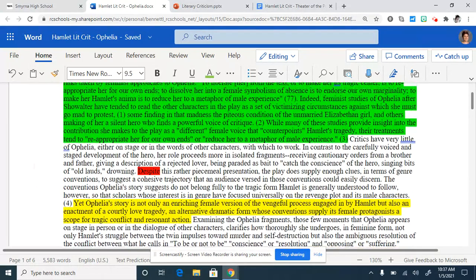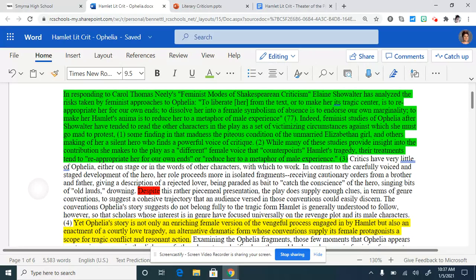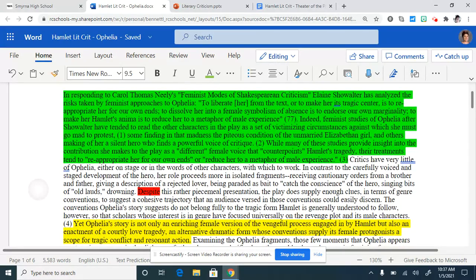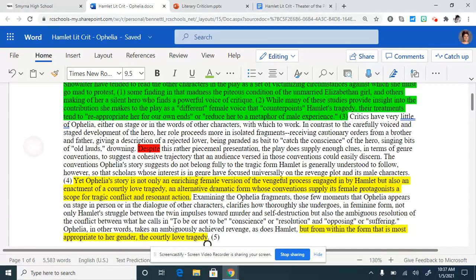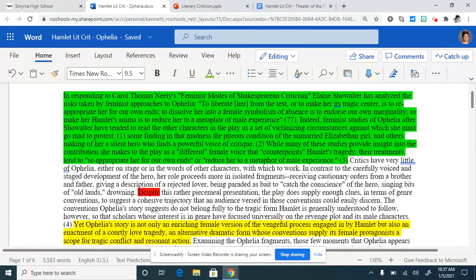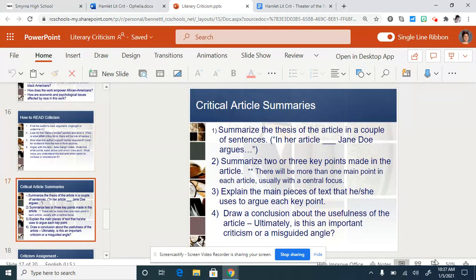All right. So now this is a really complex example, and I wanted to actually start you there to show you what they are probably going to look like more often. But in order to break down how to summarize and discuss these articles, I want to look at a much shorter one. First, let's jump over here and look at summarizing a critical article.